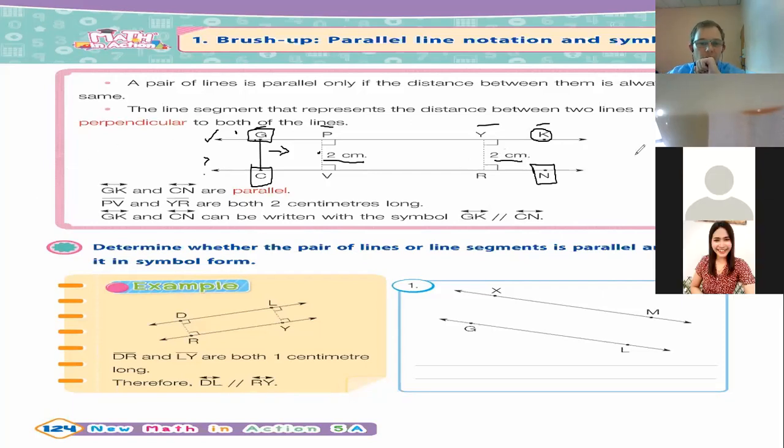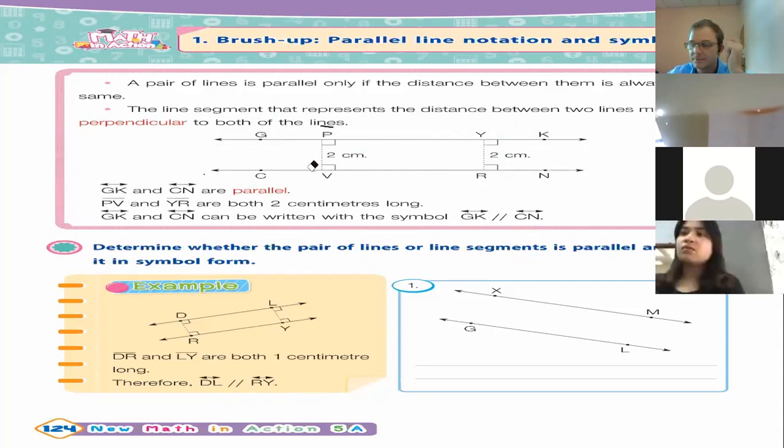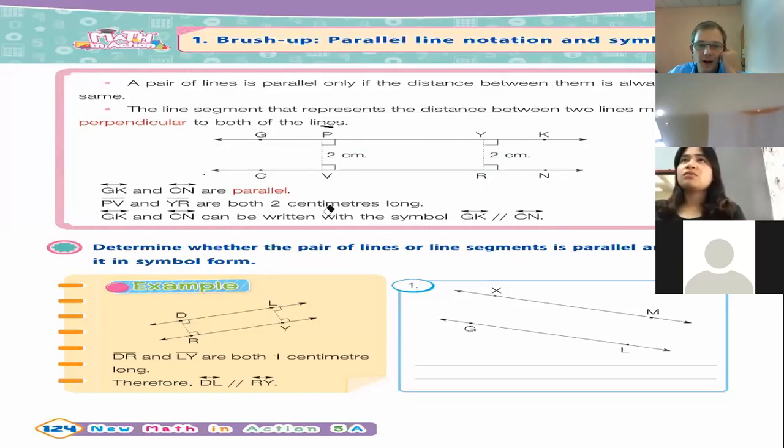So this is just a small example for us to look at. They tell us here that GK and CN are parallel. Yes, we agree. But how long are the distances? The line PV and the line YR are 2 centimeters. How do we know that? In this example, they tell us. But in another example, we'll have to measure. We'll take the ruler and measure the distances. But do you see a small difference with the name of the two lines?